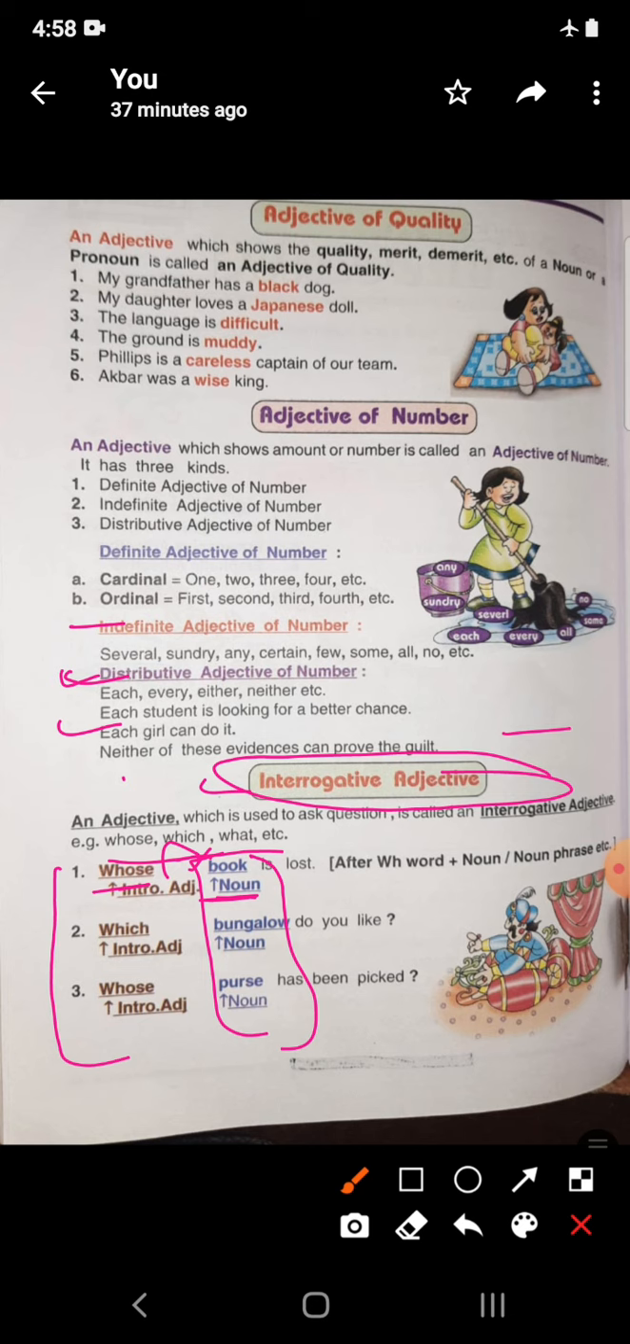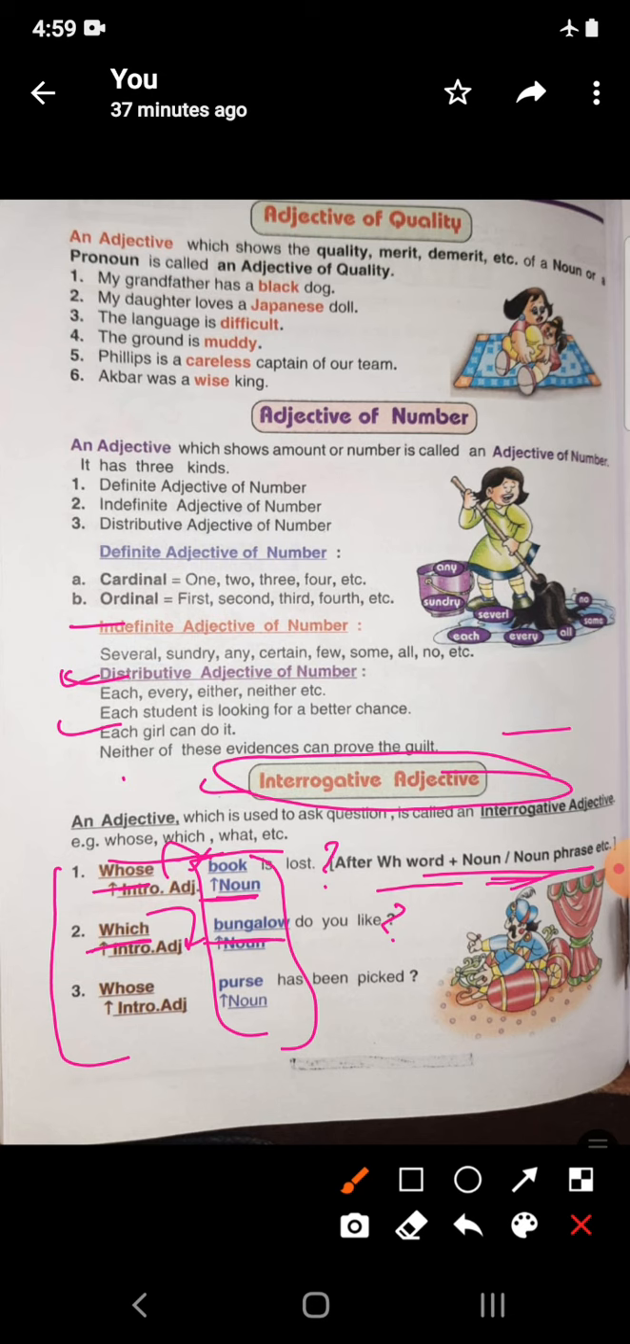So, these question words, which, what, and whose, or whom, take a noun or noun phrase with them. So, they become adjectives. Since these words ask questions, they are called interrogative adjectives. Next example, which bungalow do you like? Which is a question word used with the noun bungalow. So, which becomes an adjective because it is used along with a noun. But since the word which is used to ask a question, it becomes an interrogative adjective.